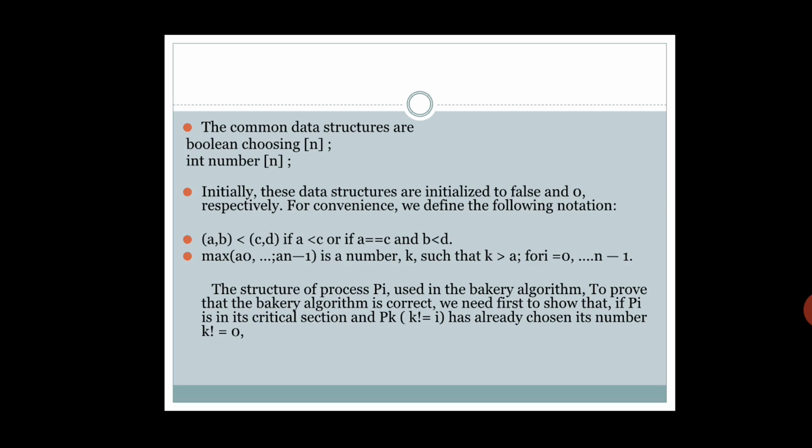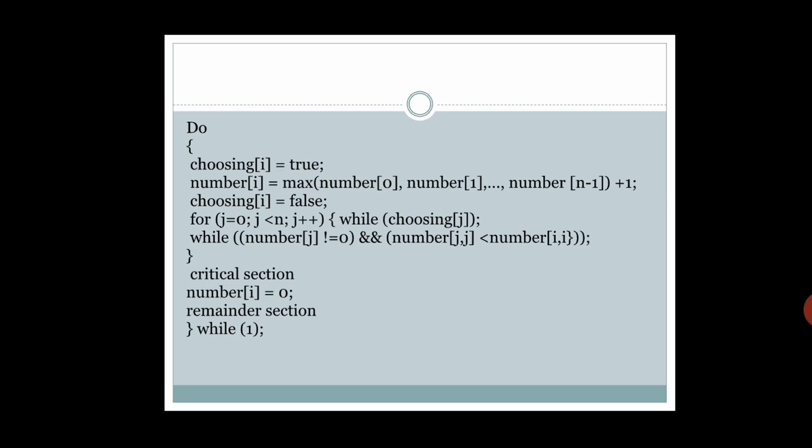The structure of process Pi is used in the bakery algorithm. To prove that the bakery algorithm is correct, we need first to show that if Pi is in its critical section and Pk, where k is not equal to i, has already chosen its number, then number[k] is not equal to 0. Fine. So it is with respect to Pi and Pk. There are two processes where k should not be equal to i, and if it has already chosen, then number[k] is not equal to 0. These are some of the ideas which this algorithm will say.